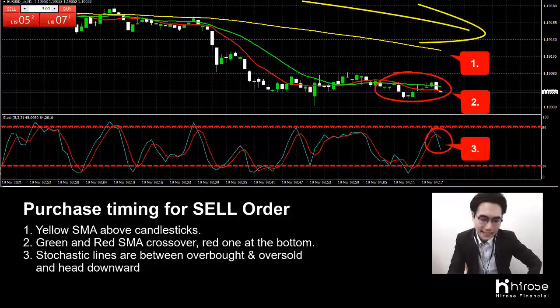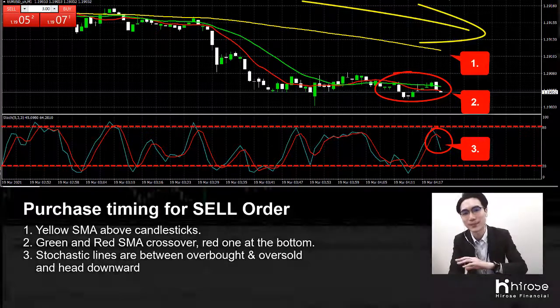Next we will go to the platform, set up the indicators, and then try to place a trade just to show you how this strategy works in a moving price.